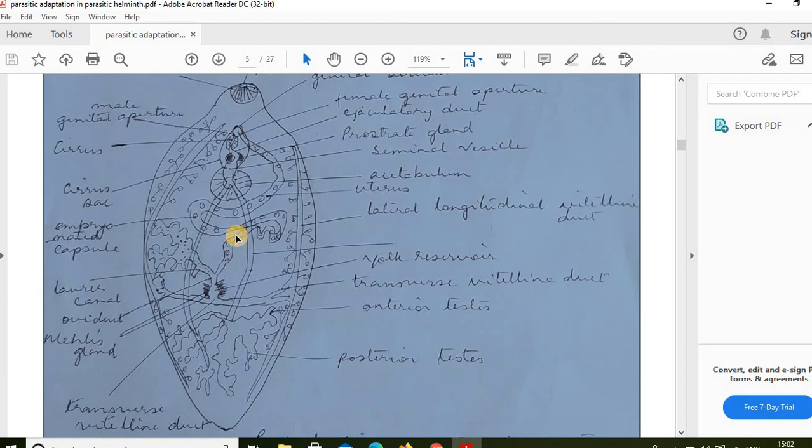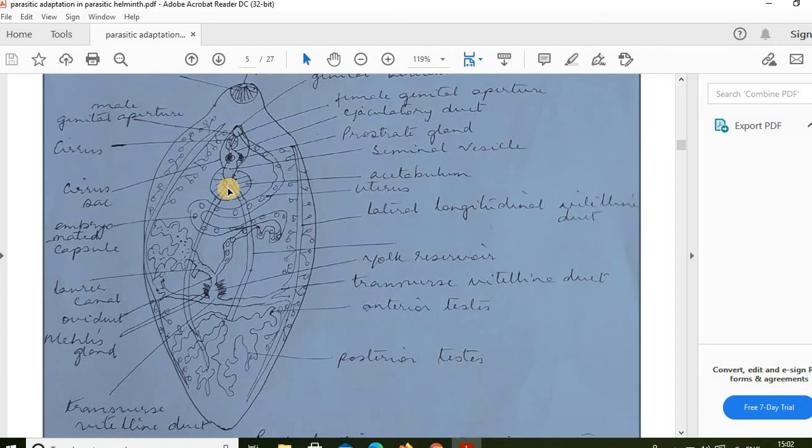Then we'll come to the male reproductive system. The male reproductive system consists of the vas deferens, which is connected to the testes. The testes are two in number and are placed one behind the other, occupying the posterior part, and they are connected to these vas deferens.